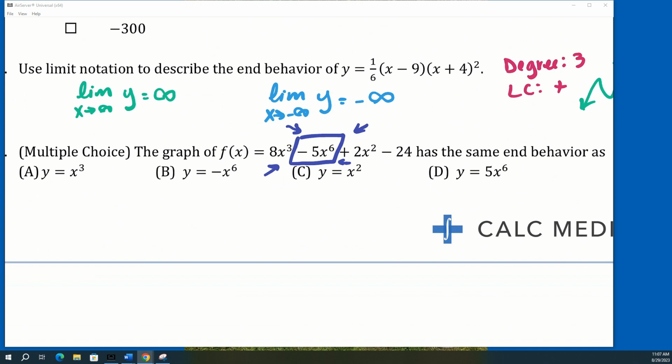So what choice would have the same end behavior? Yeah. And it doesn't even have to have a power of 6. It could be any even power. It could be a 4. It could be an 8. It could be a 2. So as long as they have a negative leading coefficient and an even power, they would have the same end behavior. All right, what questions do you guys have?